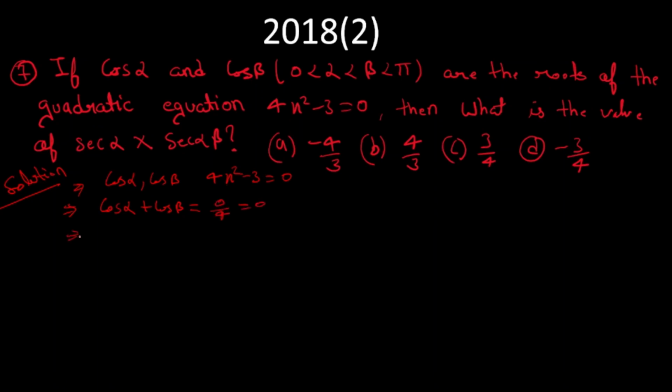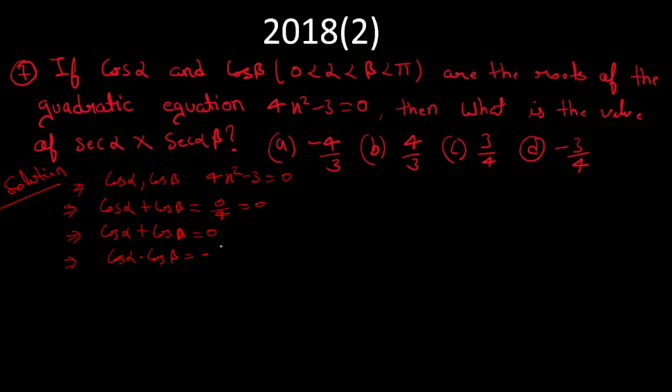So here we get cos alpha plus cos beta is 0. Now the product of roots, cos alpha and cos beta, is equal to the constant upon the x square coefficient.